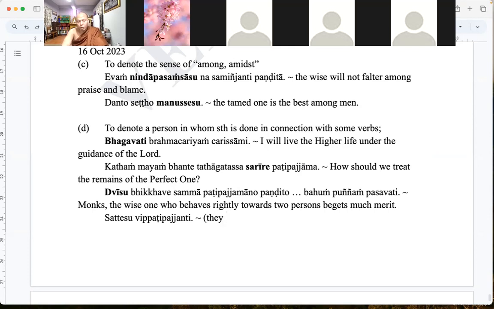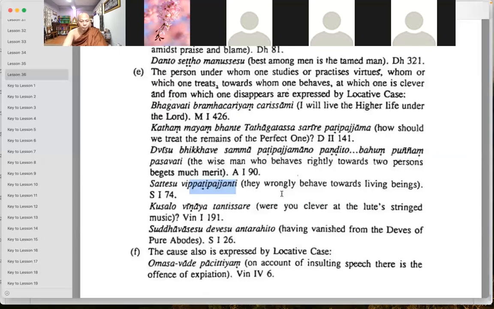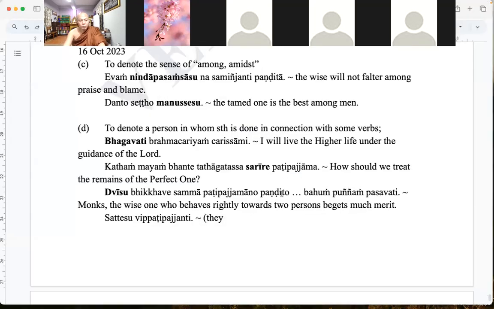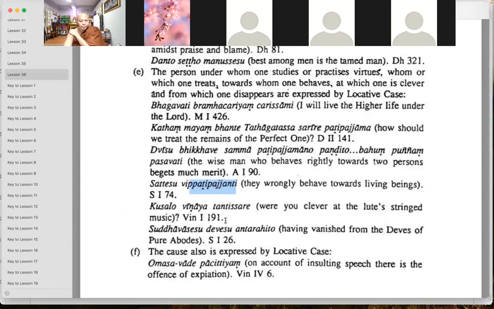So they behave so towards living beings.